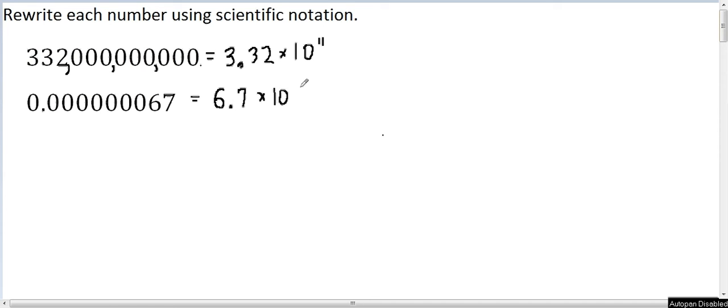And once again, we need to figure out the exponent. If we start the decimal point here, then to get the original number back, we need to move the decimal point by 1, 2, 3, 4, 5, 6, 7, 8 digits. So the exponent here is minus 8. So the original number, 0.000000067, can be rewritten using scientific notation as 6.7 multiplied by 10 to the minus 8 power.